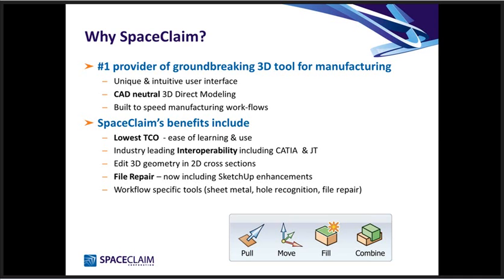Sometimes when you bring models in, they don't always come in clean, and you have to repair them. That's why we have a full suite, a tab of repair tools to solidify models, to tweak them afterwards, to modify different faces, to get tool paths correct. You'll see some of those things as I go along. There are a lot of workflow-specific tools, so sheet metal functionality, hole recognition, and file repair I just talked about. Those are some of the benefits and the things that SpaceClaim allows you to do with geometry.